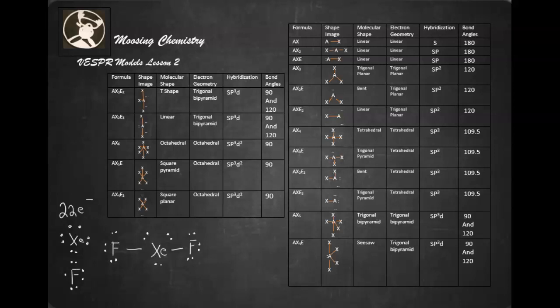And there you go. Now, the question is: is this the best possible shape? Well, we have to look at formal charge. Formal charge is valence electrons minus bonding electrons minus non-bonding electrons.